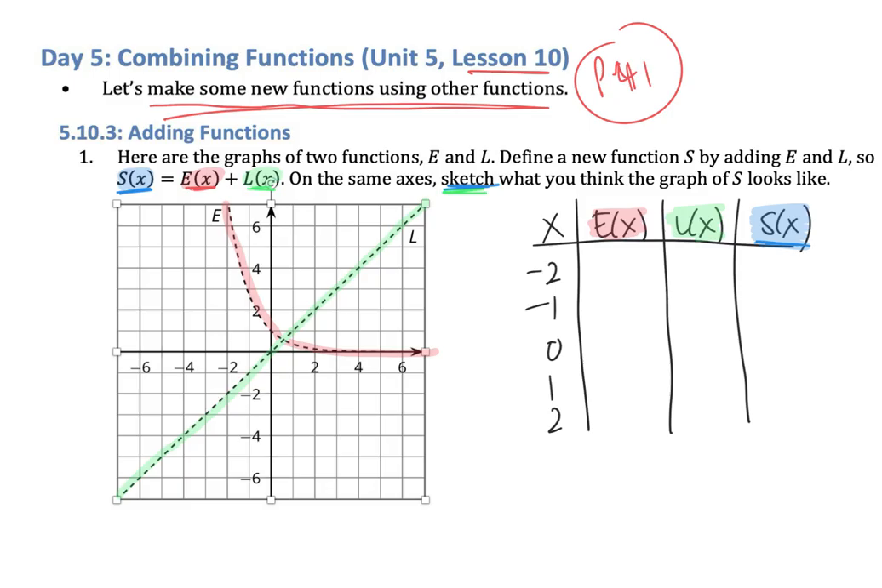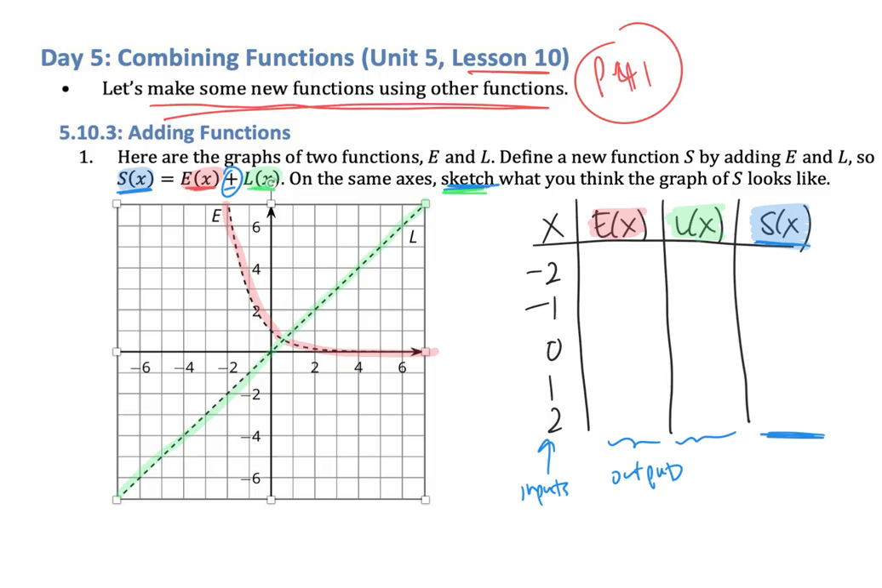Well, really, what are we doing to those two functions? We're just adding their y values to each other, their output values, right? These are your input values. So if I take the input values and I get outputs here and here, what am I doing to those two outputs? I'm adding them together to get my s function, and then I'm going to sketch a graph of what that result would look like.